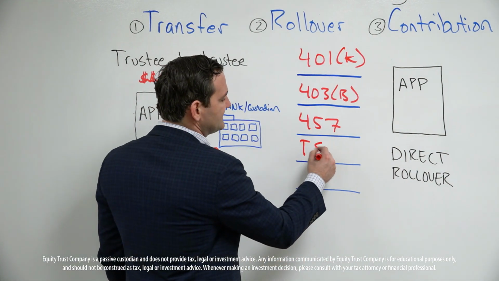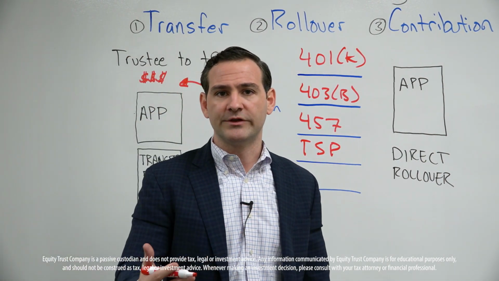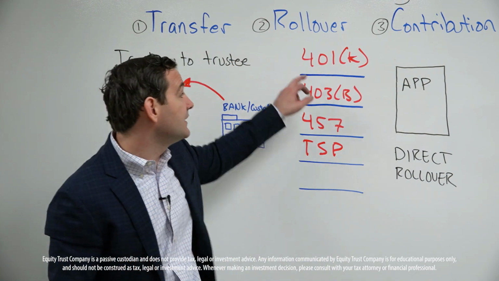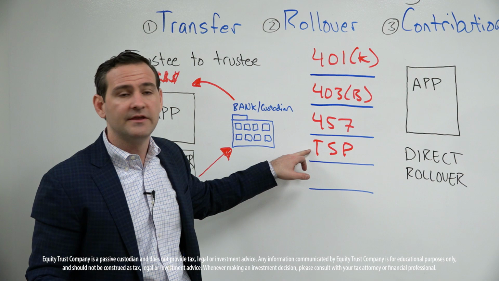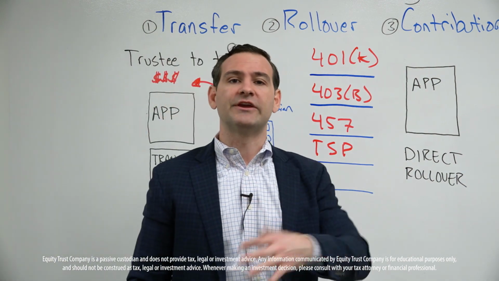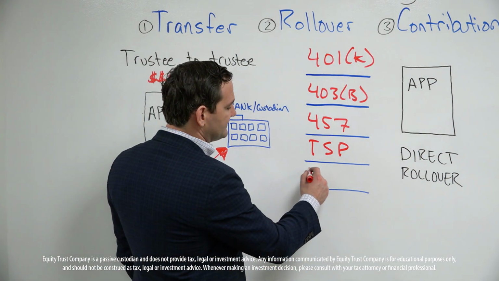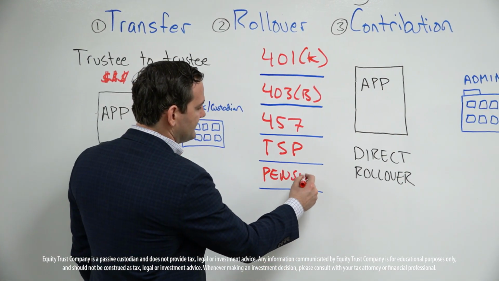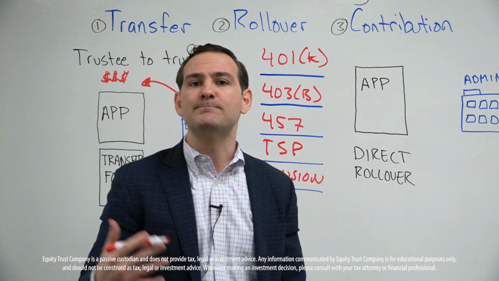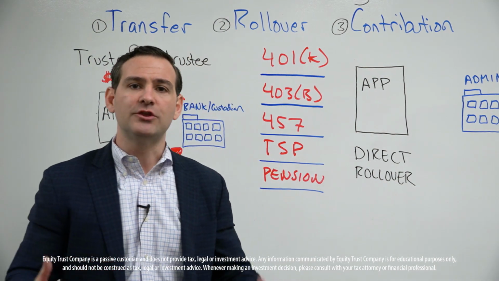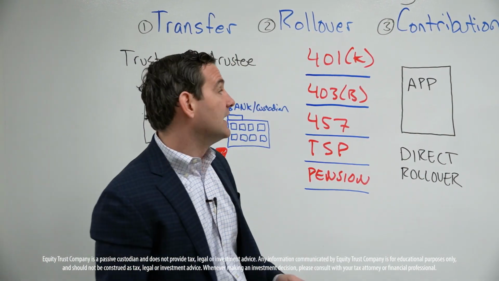The next is a TSP plan, Thrift Savings Plan. This is for federal government employees. Federal government employees don't get a 401k. They, generally speaking, get a Thrift Savings Plan. Same goes there. Once they are eligible, they can roll that money out into a self-directed IRA. And then last but not least, you hear of pensions. If you have a pension or you know someone that has a pension plan, a defined benefit plan, more formally speaking, you could potentially roll that money over, if eligible, into a self-directed IRA.